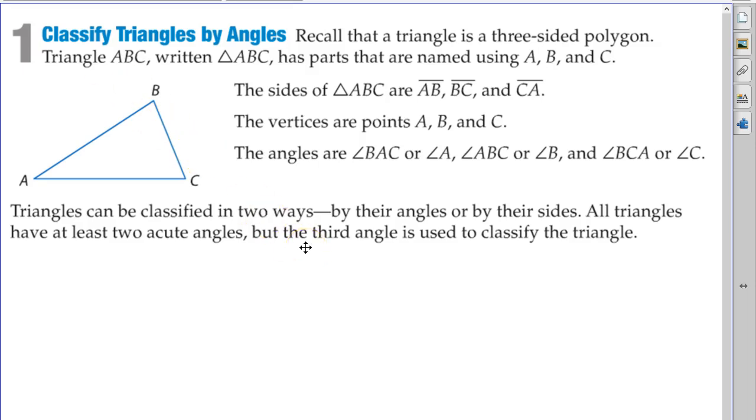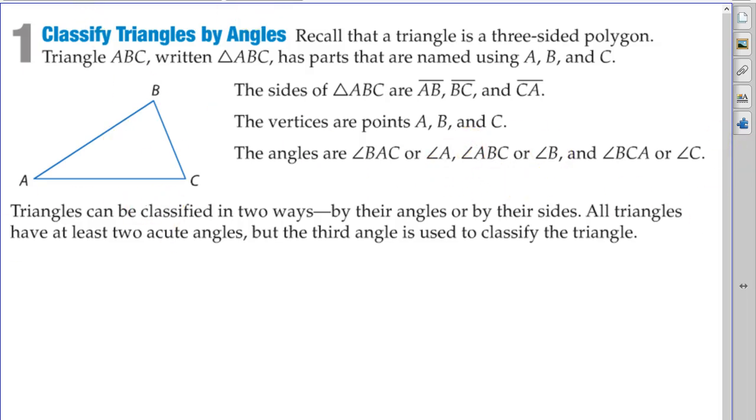Recall that a triangle is a three-sided polygon. Triangle ABC, written ABC, has parts that are named using A, B, and C. The sides of triangle ABC are the segments AB, BC, and AC, or CA, whatever you want to call it. The vertices are the corners, so A, B, and C. And the angles are angle BAC, ACB, and BCA. Or you could use the single letter names here because there's no confusion.